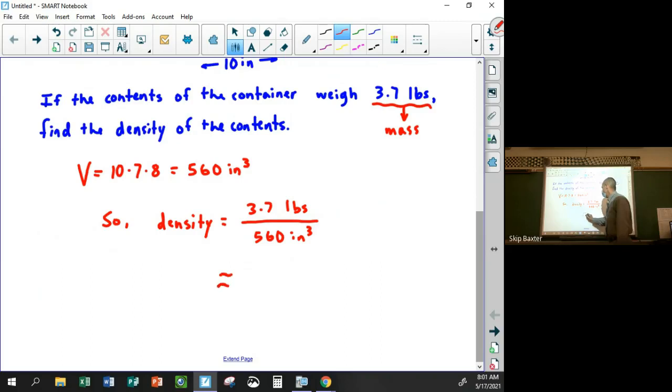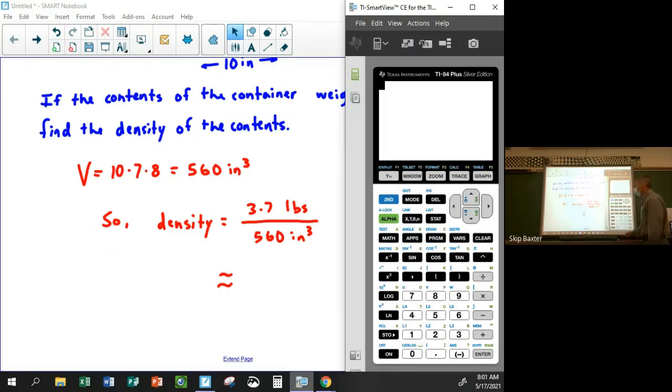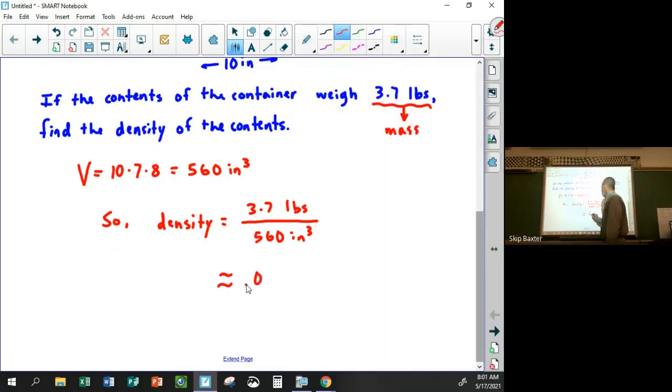So you can do this on your calculator. 3.7 divided by 560. It's a pretty small number, but it's 0.0066. Say they wanted the answer to the nearest 10,000th. And what would be the units here? Yeah, it's pounds per cubic inch. That means that if you took a little cube that was 1 inch by 1 inch by 1 inch, that's how much it would weigh, right? So this would be pounds per inches cubed.